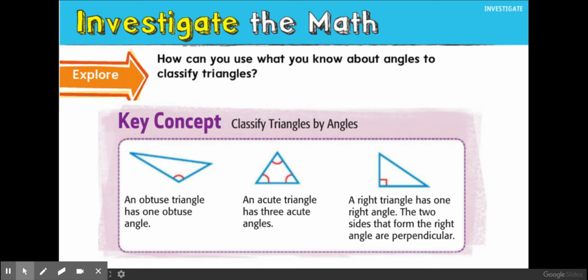And then there's a right triangle, and a right triangle has one right angle. In geometry, right angles are always written with that little box symbol right here. So that's how you know that something is a right angle. It has that symbol. And that means the other two sides are perpendicular. So these two sides are perpendicular to each other.